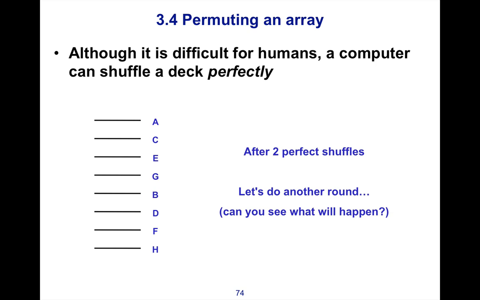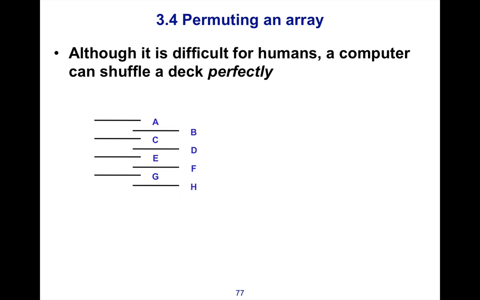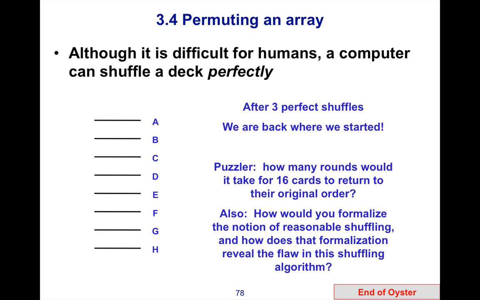But let's divide them one more time in half, separate them, merge them, and shuffle. And after 3 perfect shuffles, a surprising thing happens. The cards are back in their original order.